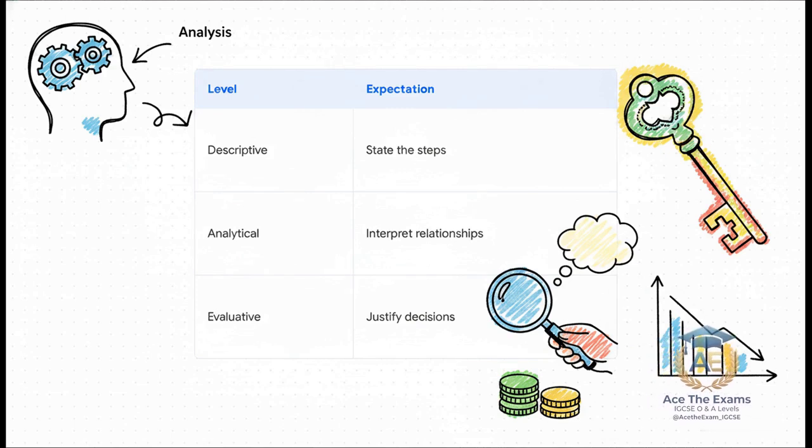Analytical answers go a step further. They interpret the mathematical relationships. But if you want to hit that elite, evaluative tier, you absolutely must justify your decisions with hard evidence. Don't just describe the numbers to the examiner. They already know what the numbers are.